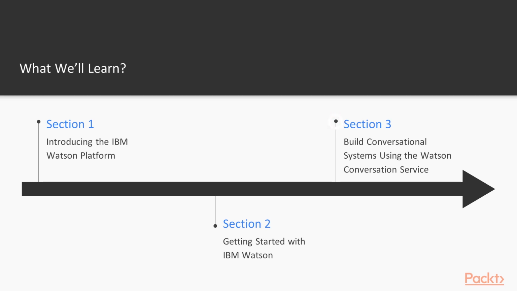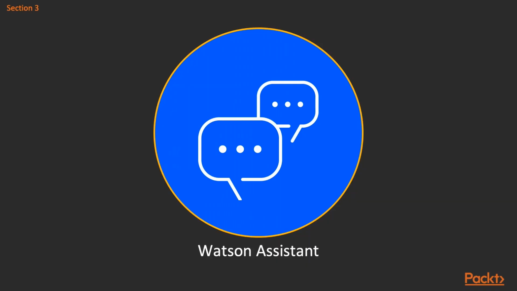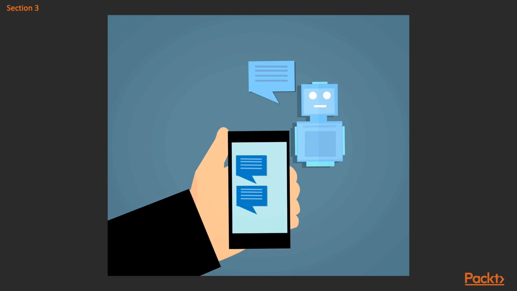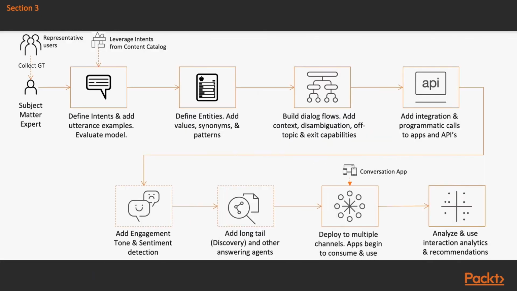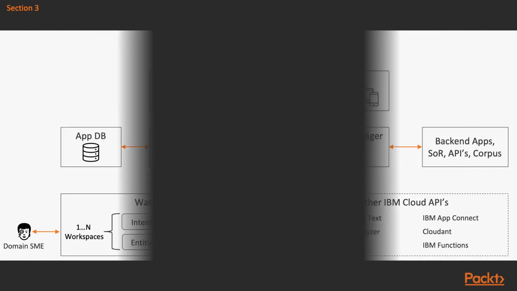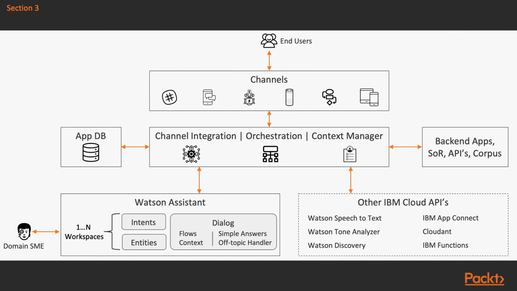Then moving on to section number 3, what we'll do there is we'll talk about Watson Assistant, which is used for building conversational bots or conversational systems. And we'll look at some of the key characteristics of a good conversation system. Then we'll do a deep dive into Watson Assistant and look at all its capabilities and what are the APIs that are available. Then we'll look at an overall approach to building conversational systems with Watson Assistant. And then we'll look at a high-level architecture and talk about some of the key concepts in architecture in conversational systems, like utterances, intents, entities, workspaces, and whatnot.